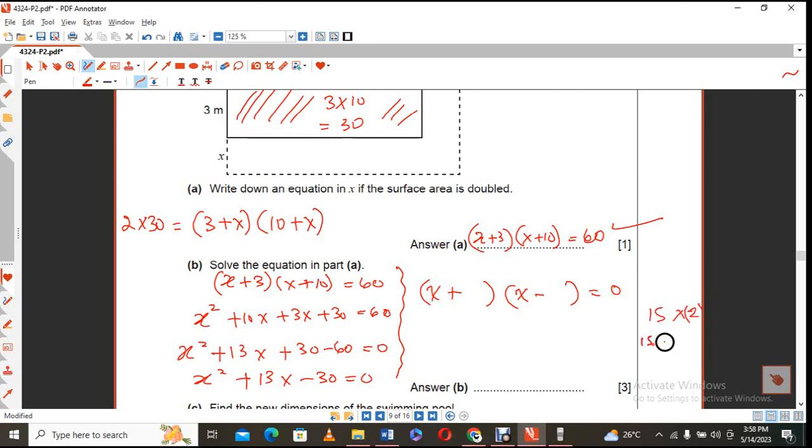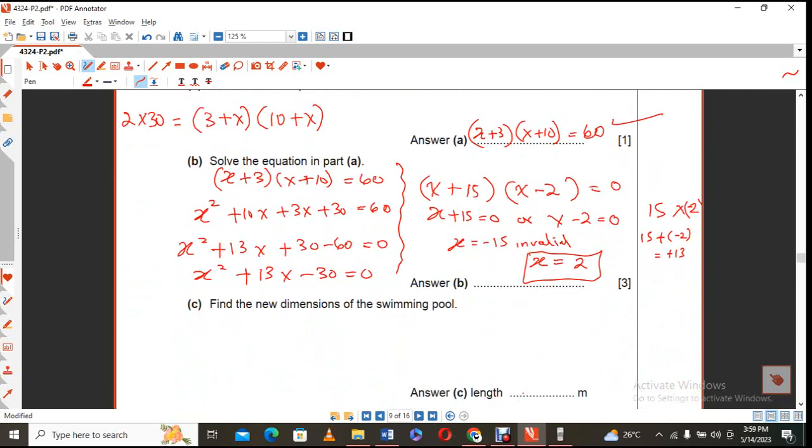So 15 plus negative 2 will give us positive 13. So the numbers I'm looking for: 15 is positive, I put my 15 over here. The other one is negative, I put it over here. So x plus 15 equals 0, or x minus 2 equals 0. So x would equal negative 15. This one is invalid because you can't have a distance that is negative, right? So x equals 2 is the answer that we are looking for, okay?